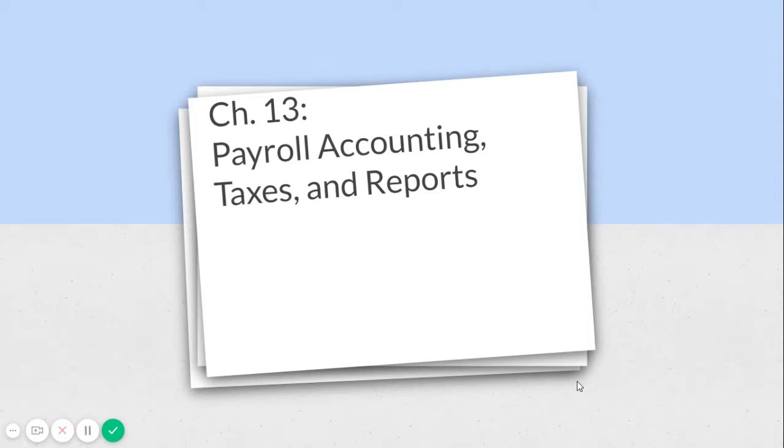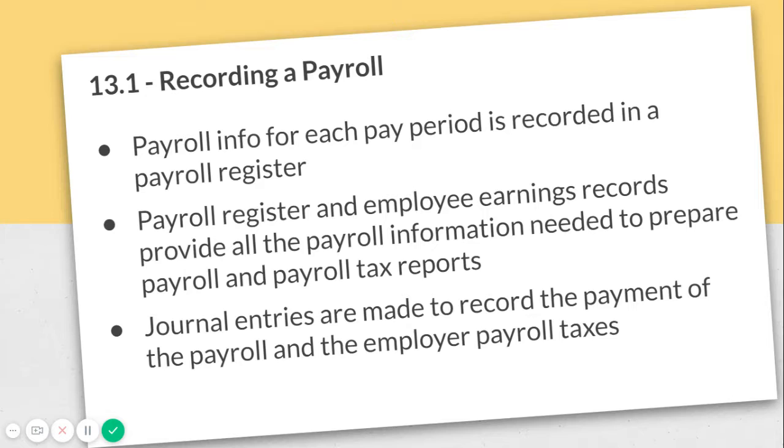13. Payroll accounting, taxes, and reports. Section 1. Recording a payroll. Payroll info for each pay period is recorded in a payroll register. Payroll register and employee earnings records provide all the payroll information needed to prepare payroll and payroll tax reports. Journal entries are made to record the payment on the payroll and the employer payroll taxes.